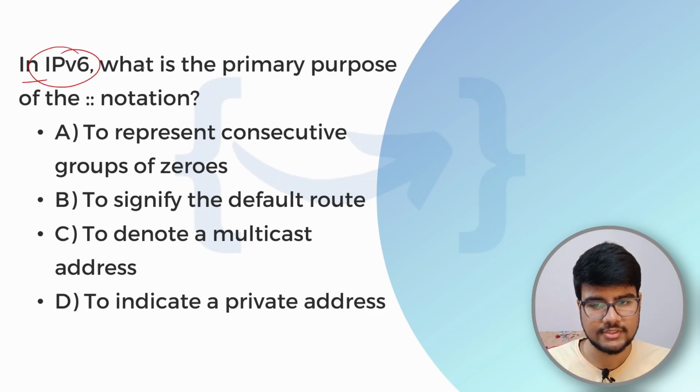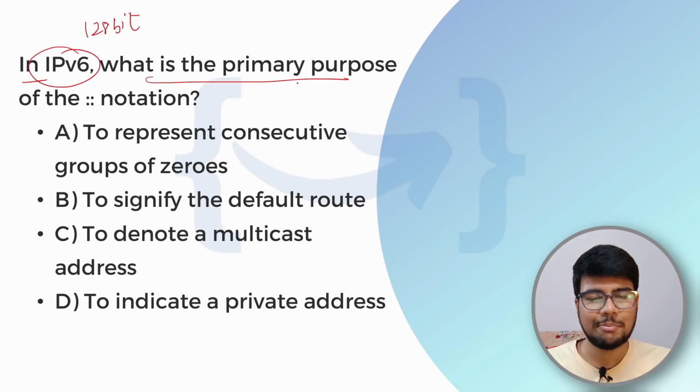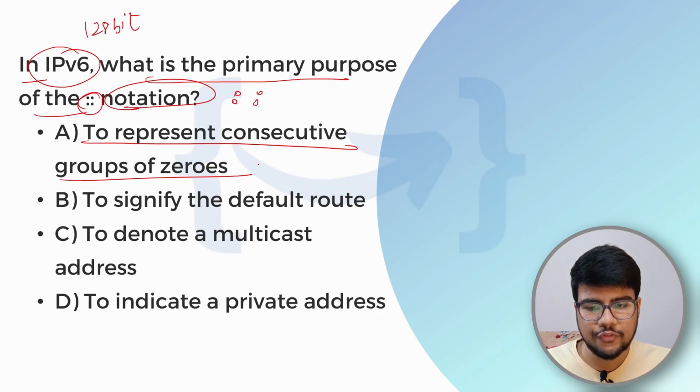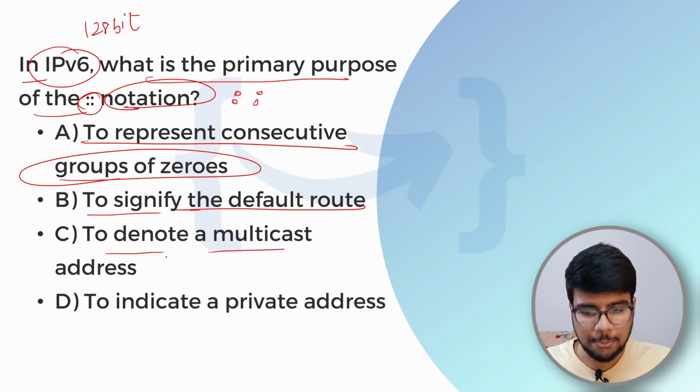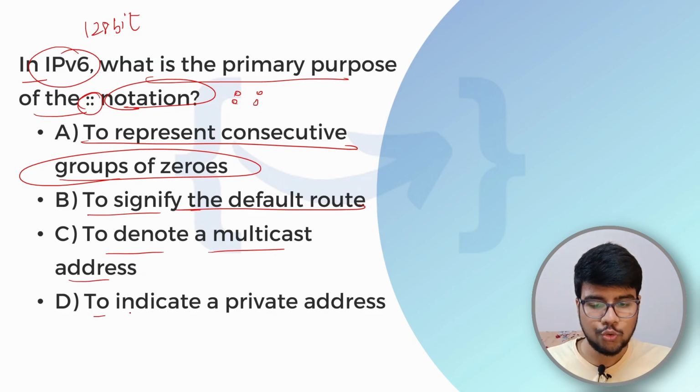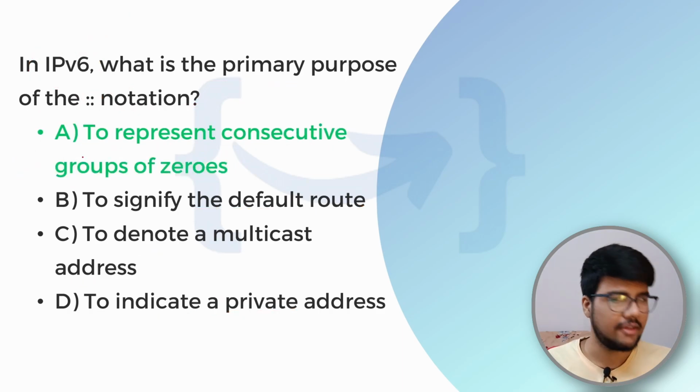In IPv6, which is a 128-bit system, what is the primary purpose of the double colon notation to represent consecutive groups of zeros? Okay, this makes sense. To signify the default route, to denote a multicast address, to indicate a private address. Can you let me know the answer? I know I have given you the hint as well. The correct option is A.